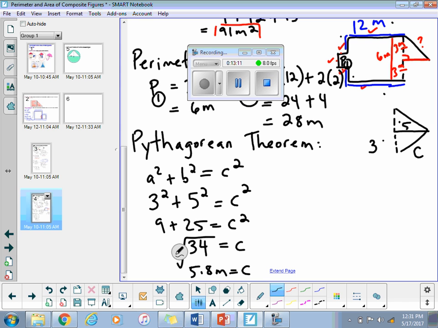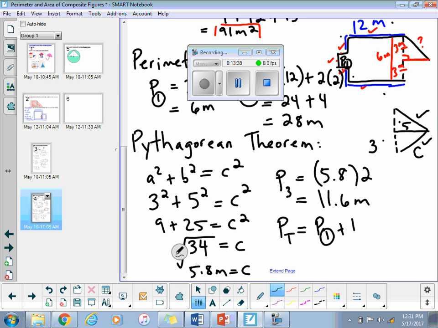And so the perimeter for our last section is going to be 5.8 times 2 because there's one here and one here, right? They're the same, and so those are the same distances. So that turns out to be 11.6 meters. So just to complete the question, the total is going to be P1 plus P2 plus P3, and that turns out to be 45.6 meters.